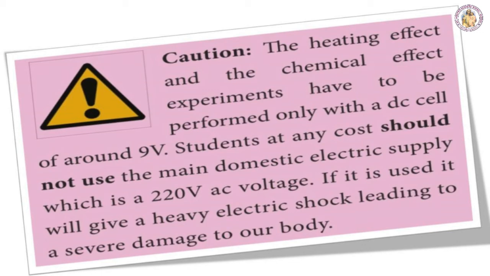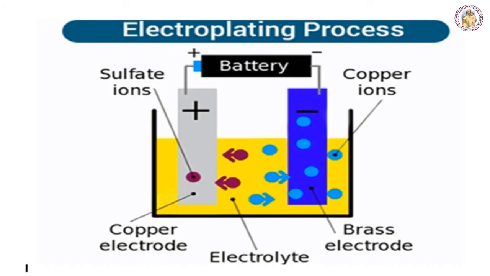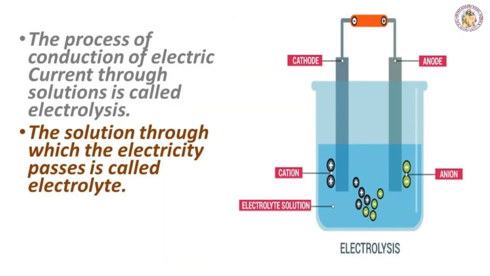If it is used, it will give a heavy electric shock, leading to severe damage to our body. So far, we have come across cases in which only the electrons can conduct electricity. But here, when current passes through an electrolyte like copper sulfate solution, both the electron and the positive copper ion conduct electricity. The process of conduction of electric current through a solution is called electrolysis.